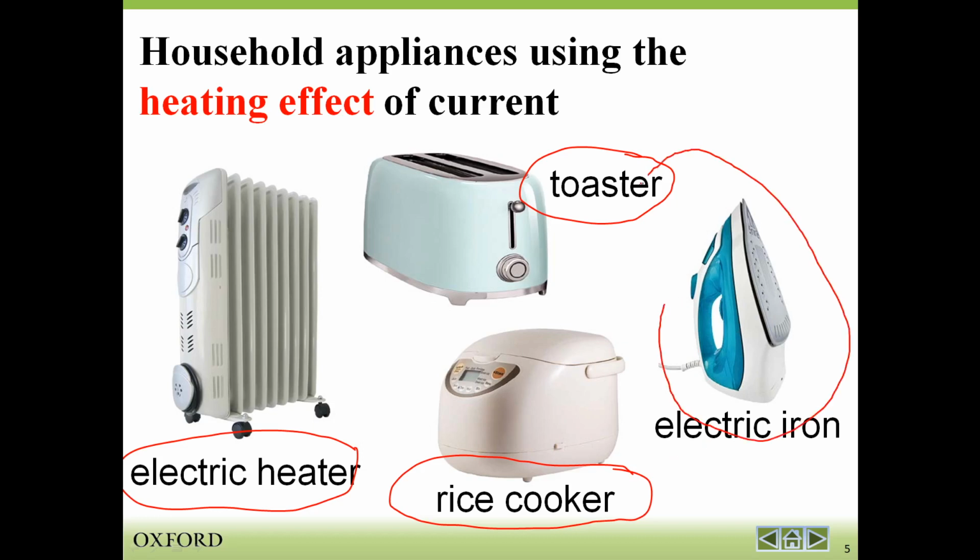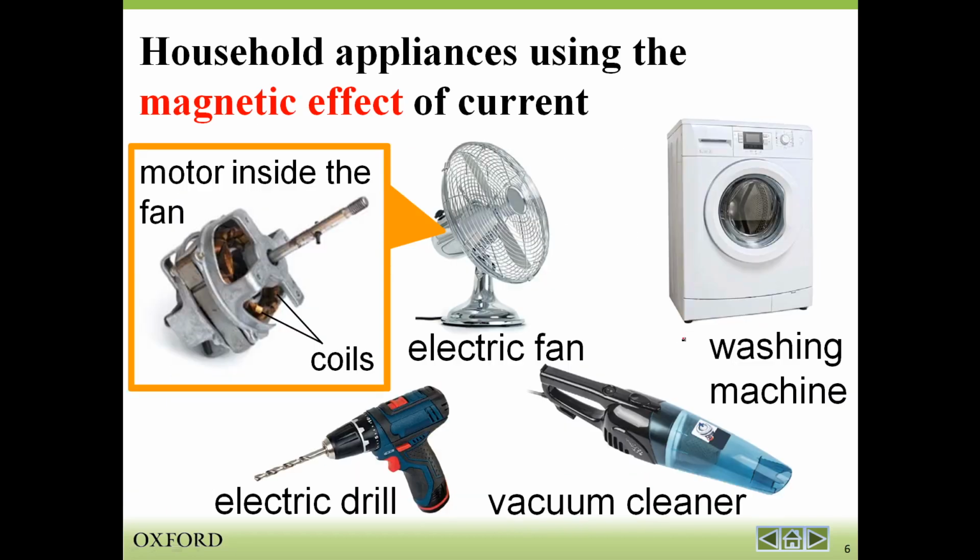Your uniform can be very straight, because the electric iron can apply heat on it and make it very straight and flat. Another kind of household appliance makes use of electrical energy and changes it to a magnetic effect.